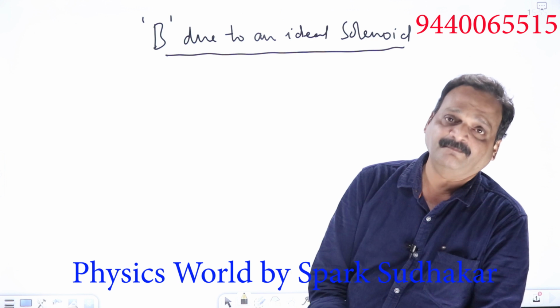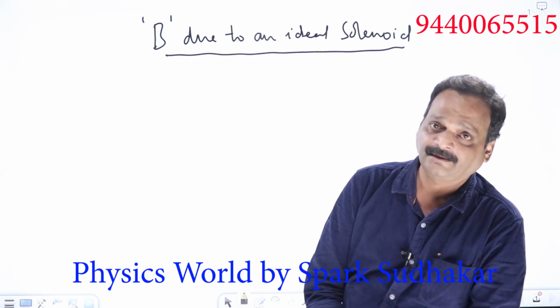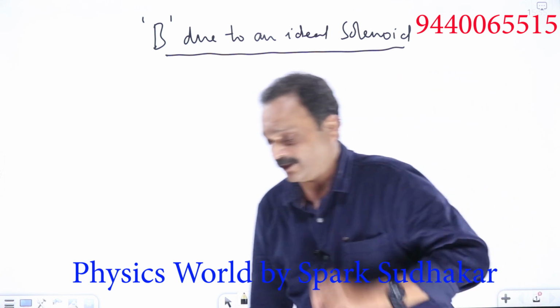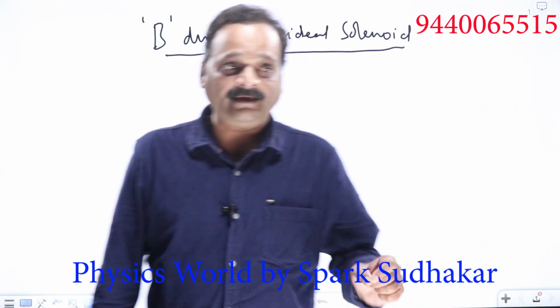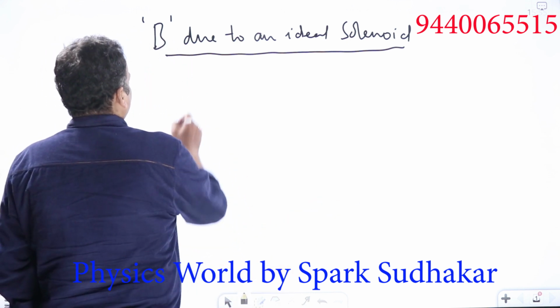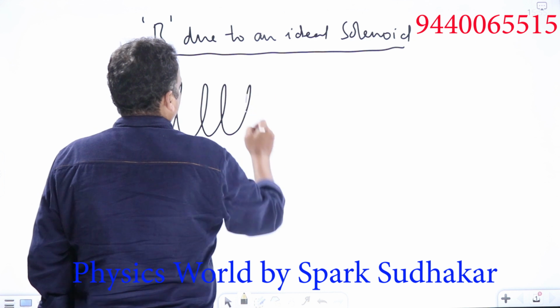Okay, in our series on magnetostatics, now we are going to see what is known as B due to an ideal solenoid. What is an ideal solenoid? What is a solenoid? A solenoid is a wire wound in the form of a spring.